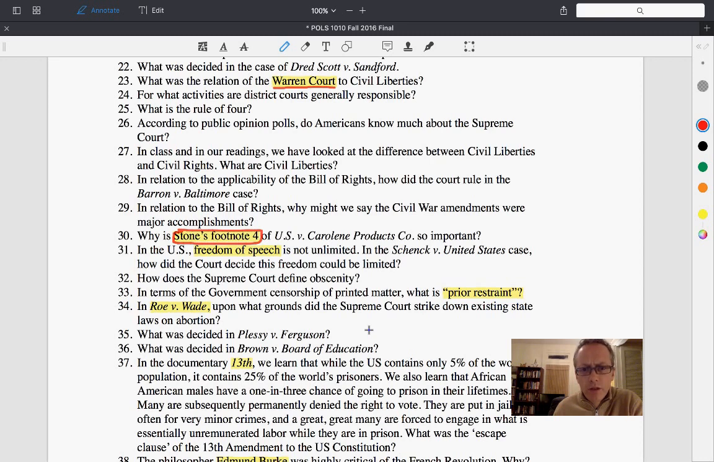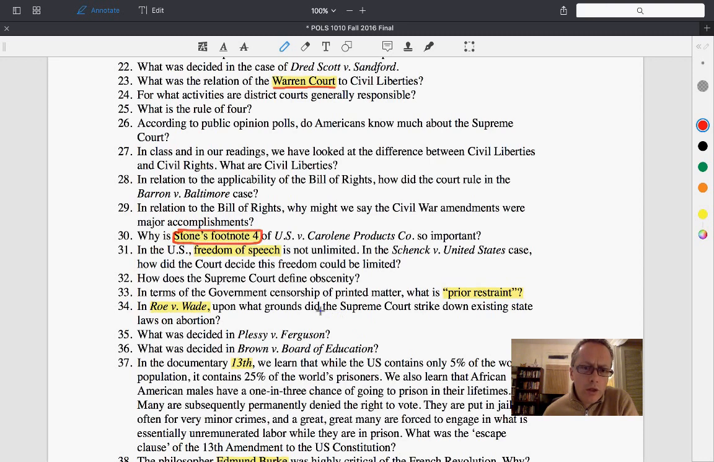So the Supreme Court, in Stone's footnote 4, decided that there was leeway for a greater role of the federal government in guaranteeing the Bill of Rights and guaranteeing the political freedoms that would have stemmed from that.